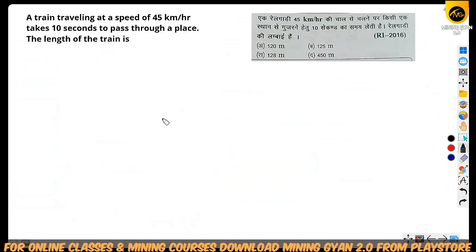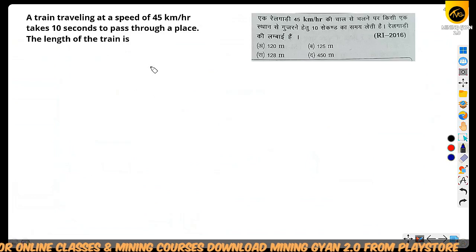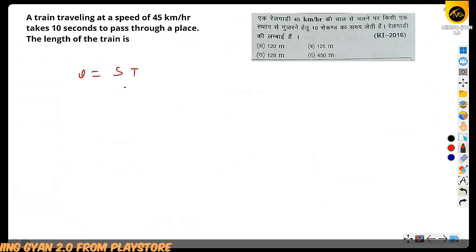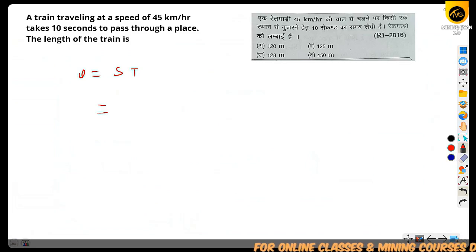Now the second question is, a train traveling at a speed of 45 km per hour takes 10 seconds to pass through a place. The length of the train is. Again, this is a similar kind of question. We have to find the total length of the train, which is basically the distance formula. So L is equal to S into T. The speed of the train is 45 km per hour, and it will cross any place in 10 seconds. The options are again in meters.